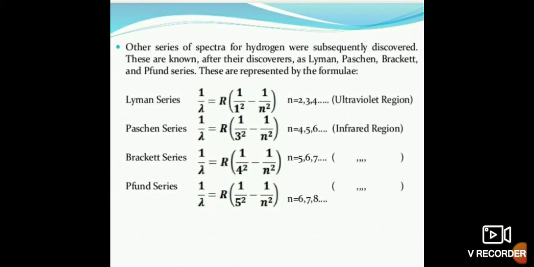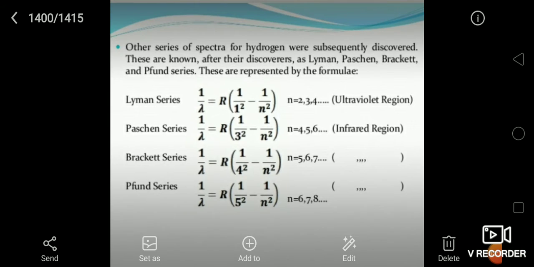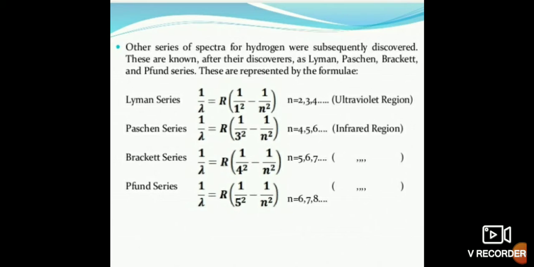Other series of spectra for hydrogen were subsequently discovered. These are known after their discoverers as the Lyman, Paschen, Brackett and Pfund series. They are represented by the following formulas. Lyman series: 1/λ = R(1/1² − 1/n²), where n = 2, 3, 4 and so on. This series is in the ultraviolet region. Paschen series: 1/λ = R(1/3² − 1/n²), where n = 4, 5, 6. This is in the infrared region.